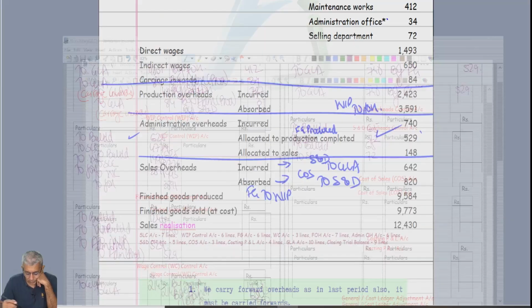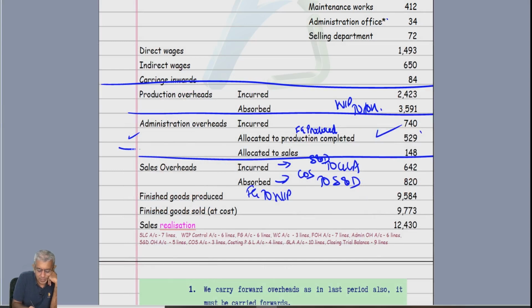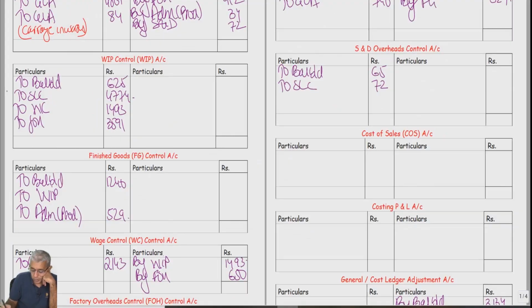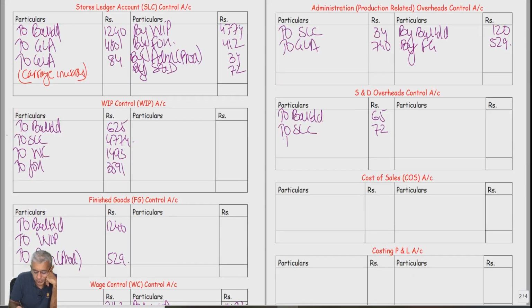This is altogether done. Further, this entry, I'm keeping it pending. I'll do that towards the end. Sales overheads incurred 642. So S&D account debit to GLA.